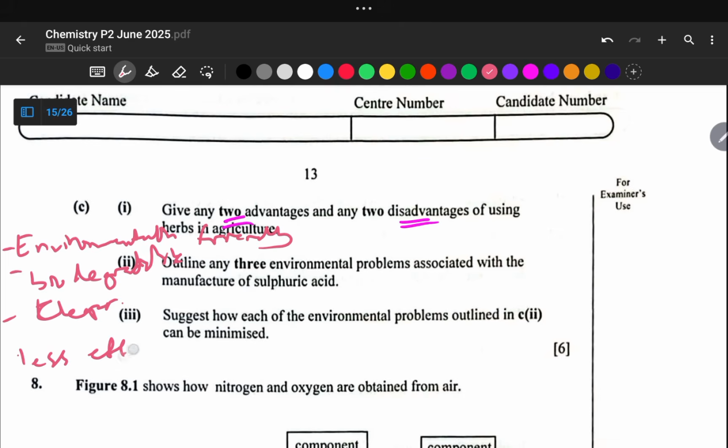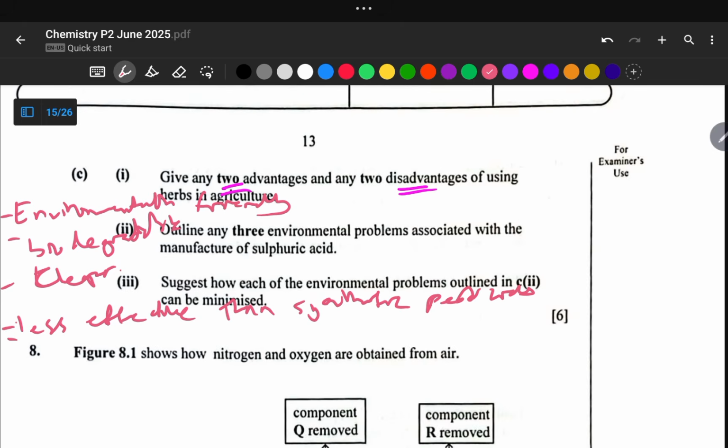And then the disadvantages: some say they are less effective than synthetic chemicals or synthetic pesticides. And also they may require frequent application.